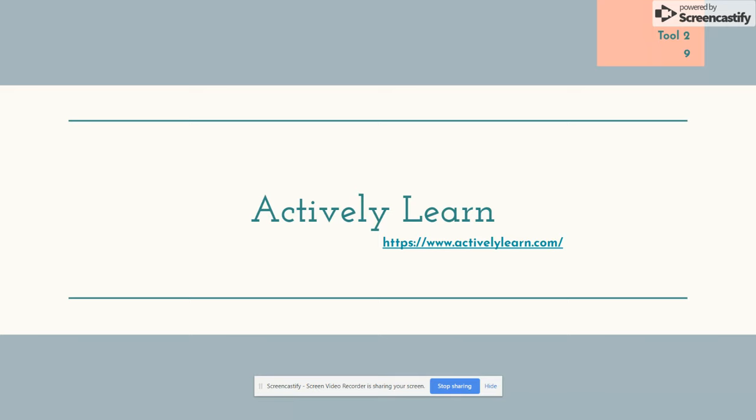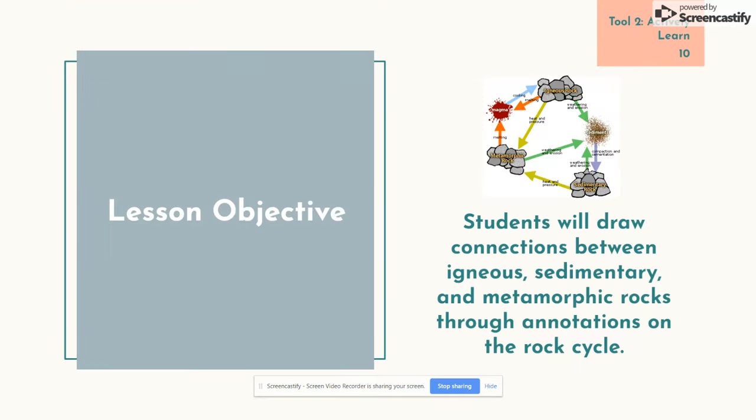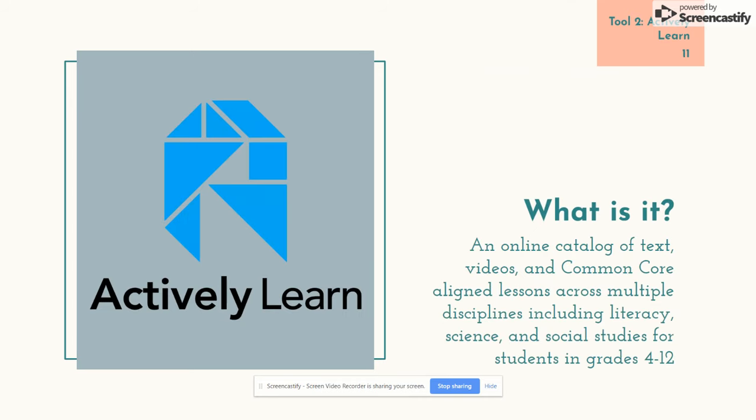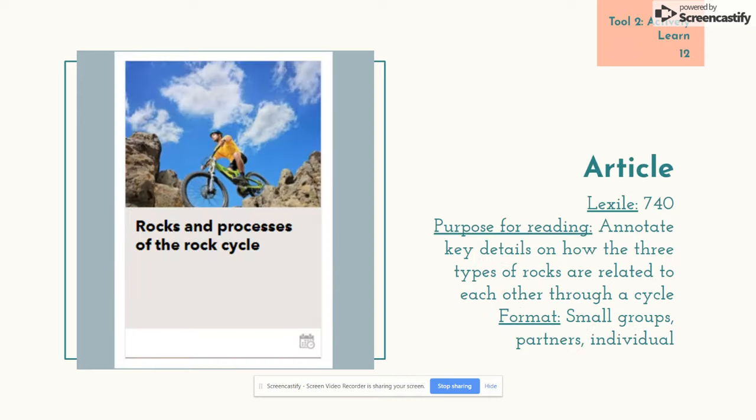Our second tool is called Actively Learn. And our objective with this is for students to draw connections between igneous, sedimentary, and metamorphic rocks through their annotations on the rock cycle. Actively Learn is an online catalog of text, videos, and Common Core aligned lessons across multiple disciplines, including literacy, science, and social studies that can be used with grades 4th through 12th.